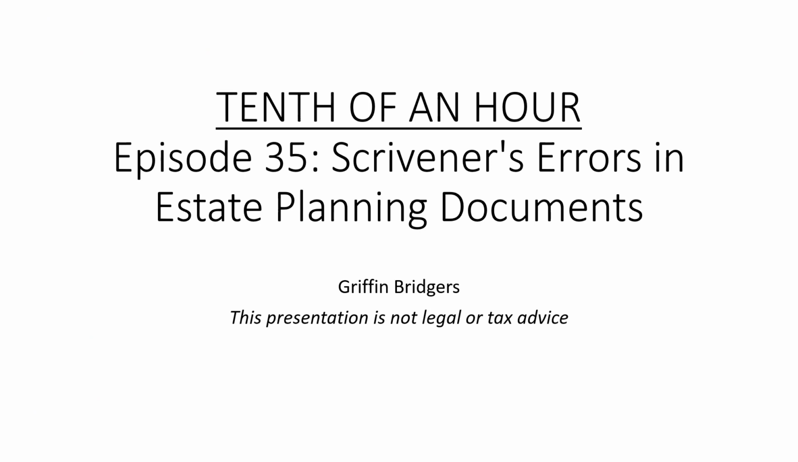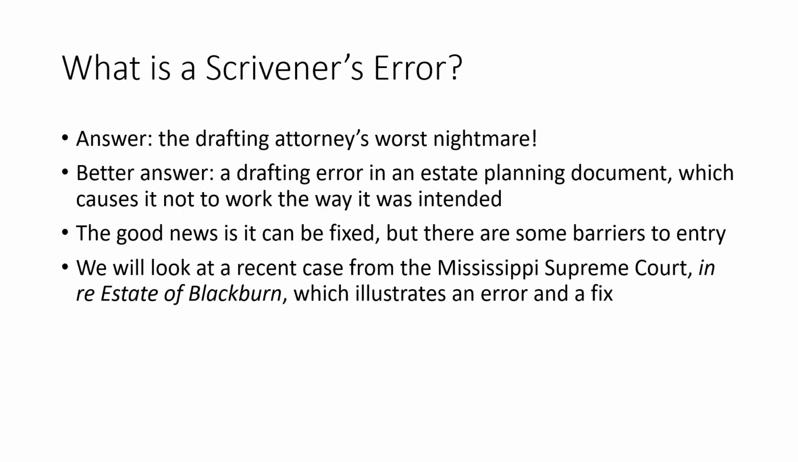For today's episode 35, we're going to talk about Scrivener's errors in estate planning documents. We'll talk about what a Scrivener's error is, then we'll look at how those can be fixed, and we'll touch on a real-life story from a recent Supreme Court opinion from the state of Mississippi in the case of Estate of Blackburn. Now, as always, this presentation is not intended to substitute for legal or tax advice.